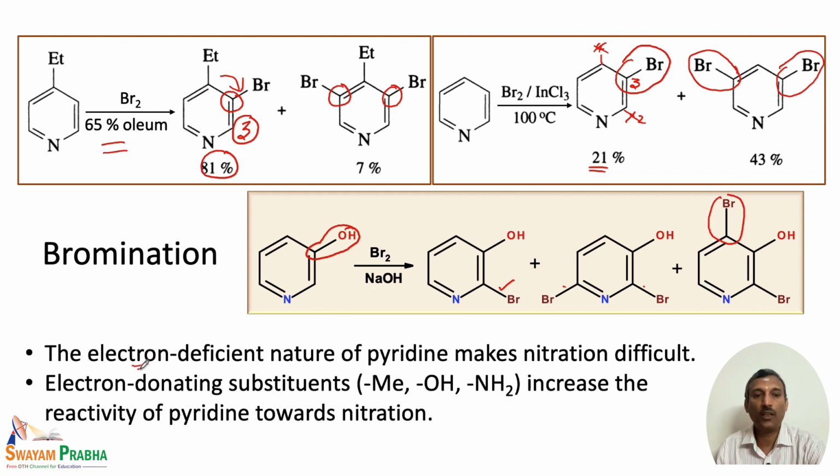Because pyridine is highly electron deficient, we cannot use nitration reactions very readily. In other words, nitration of pyridine is very difficult, and of course the presence of electron donating substituents like methyl, hydroxyl or amino units increases the reactivity of pyridine towards the nitration reaction. So like the bromination, we can also use the hydroxy substituted pyridine to undergo nitration very readily. Only if there is an electron donating group present in the pyridine ring does it undergo the nitration reaction.